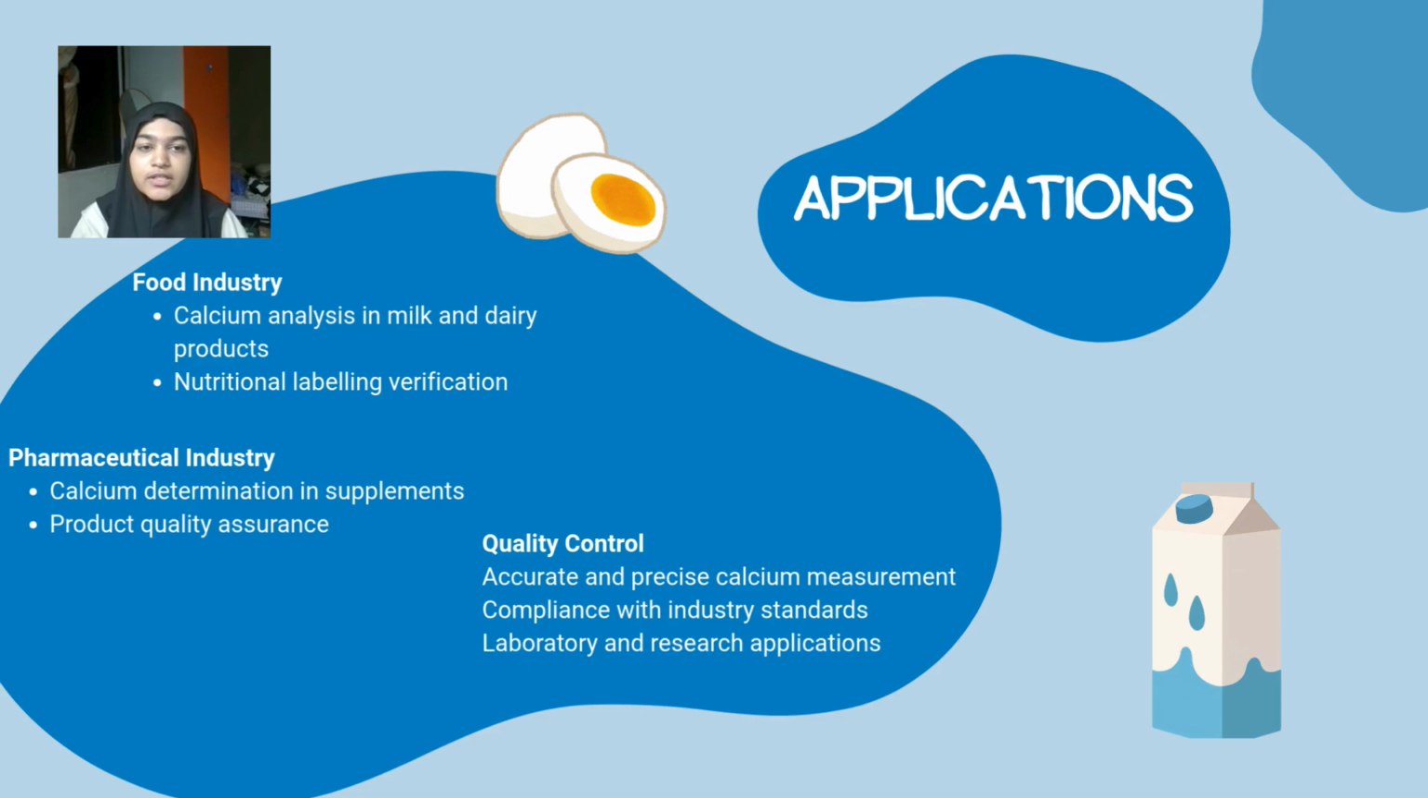Next is the applications in gravimetric analysis. There are a few applications in gravimetric analysis. One of the applications is in the food industry. For the food industry, gravimetric analysis is used for calcium analysis in milk and dairy products, and also in nutritional labeling verification. In addition, gravimetric analysis is used in the pharmaceutical industry. For example, it is used in calcium determination in supplements plus product quality assurance.